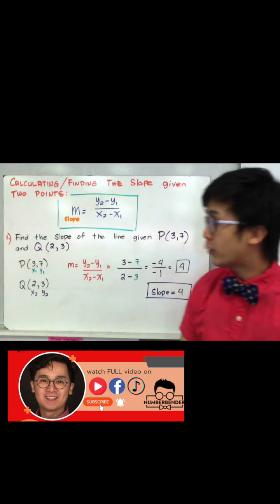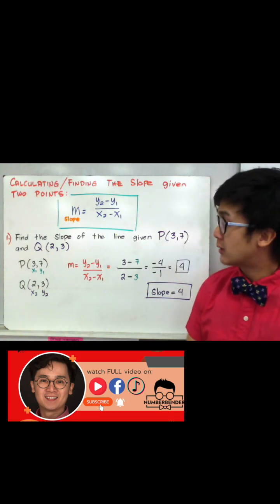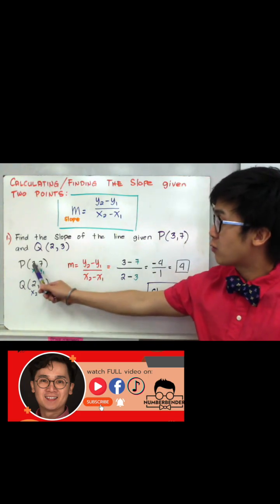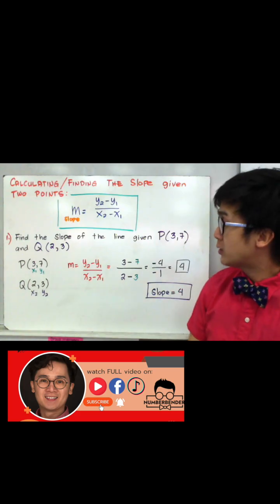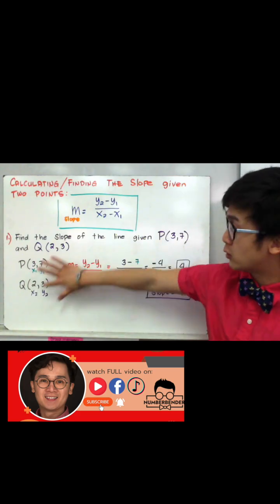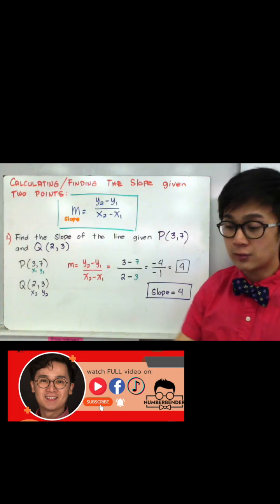Now what if you interchange your Q and P? So instead of using x sub 1 for 3, you use x sub 1 for 2 and vice versa. Will you still have the same answer if you switch your 2 points? And the answer is yes.